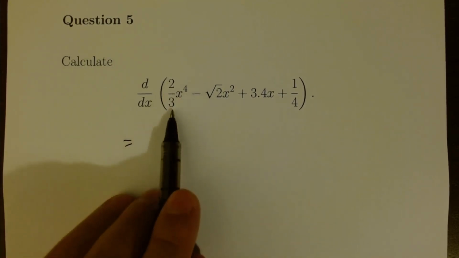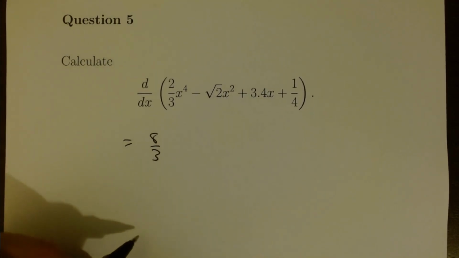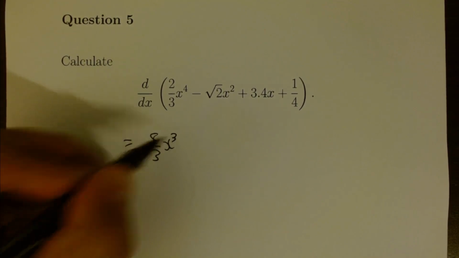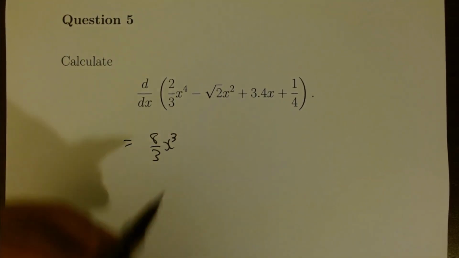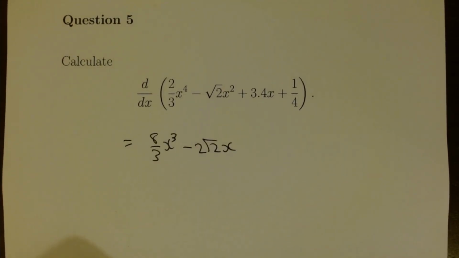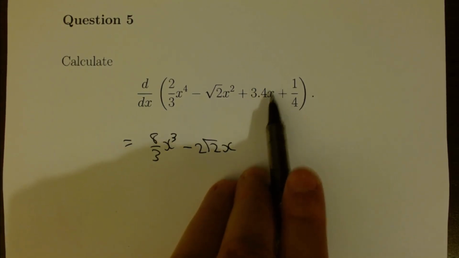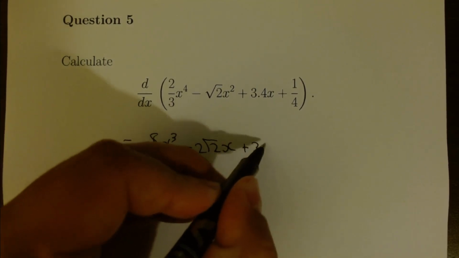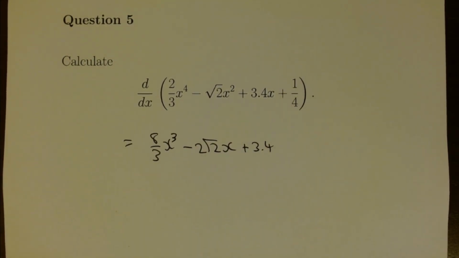So 2/3 times 4 gives us 8 over 3 x to the 3. And then the 2 comes down, multiplies the root 2, and you get minus 2 root 2 x. And the 3.4x is the linear term, so the x cancels and we just get 3.4. And the 1/4 is a constant term, that disappears.